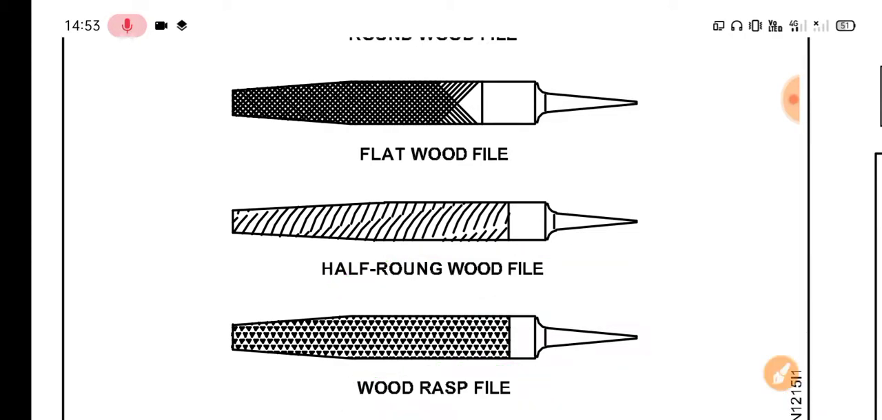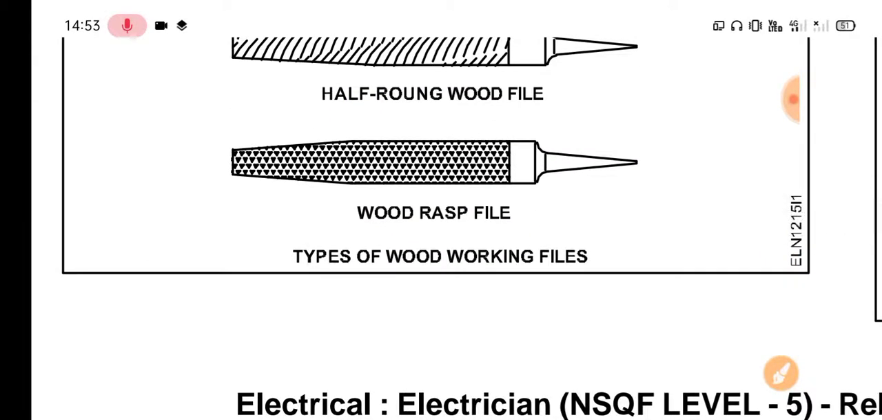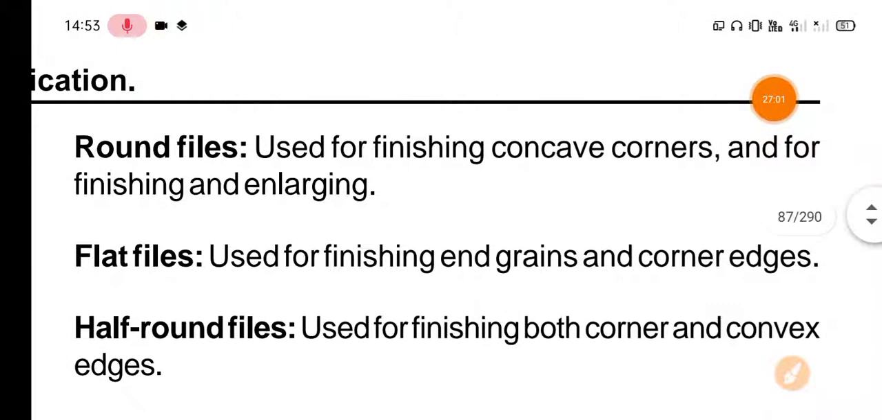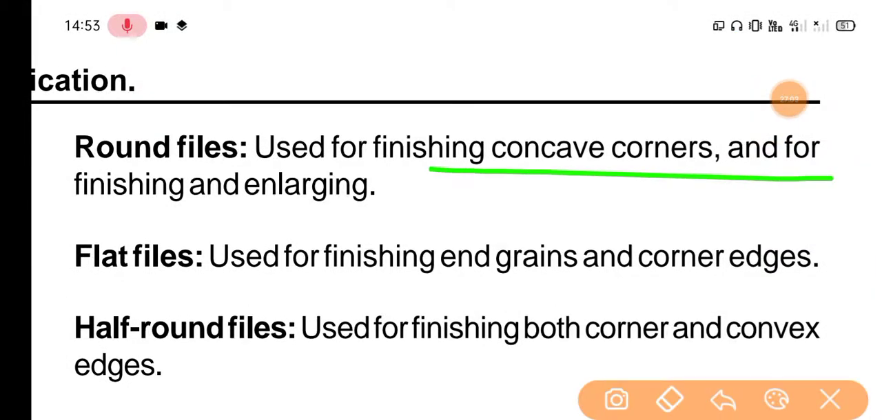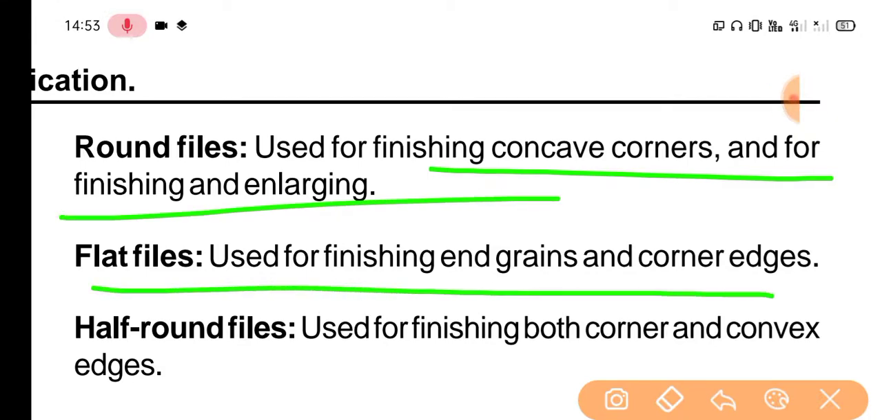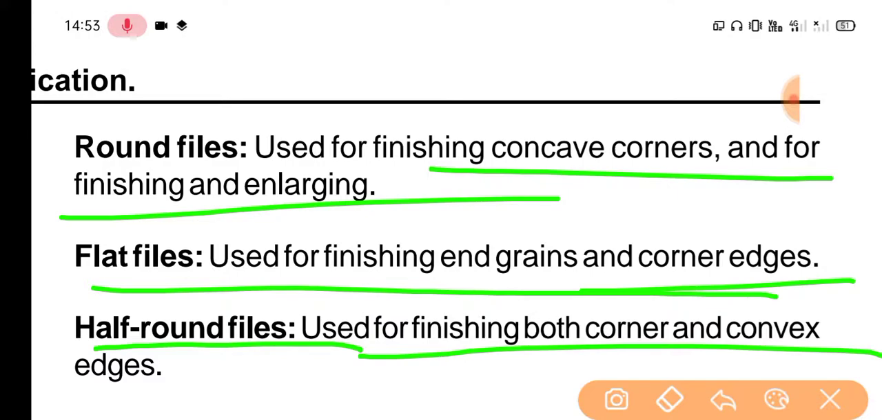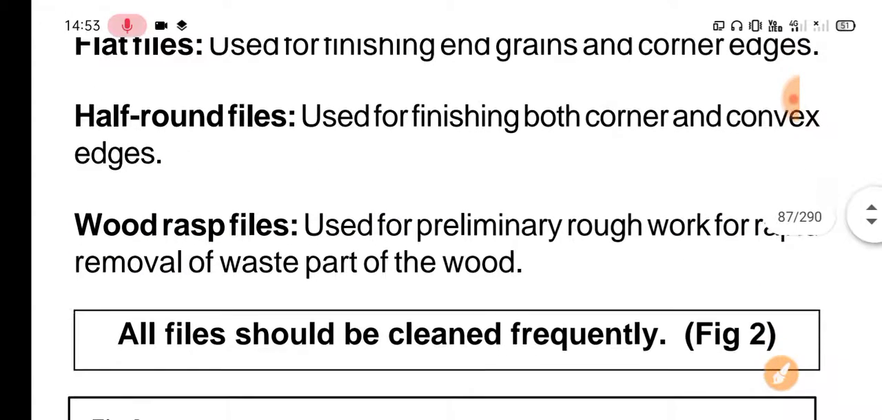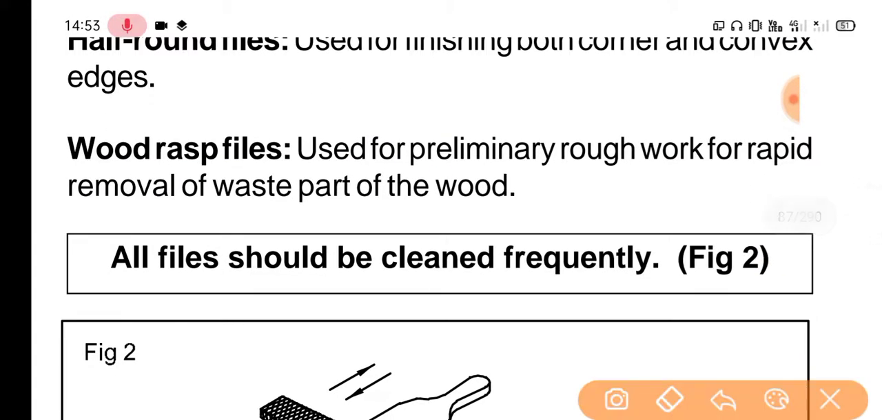Types of woodworking files: round files are used for finishing concave corners and for finishing and enlarging holes. Flat files are used for finishing the grains and corner edges. Half round files are used for finishing both corners and convex edges. And wood rasp files are used primarily for rough work, for rapid removal of waste part of the wood.